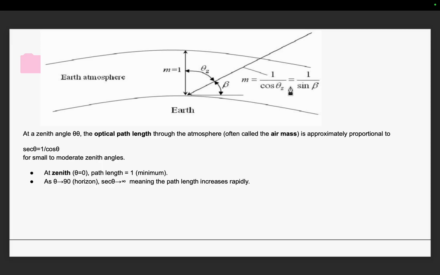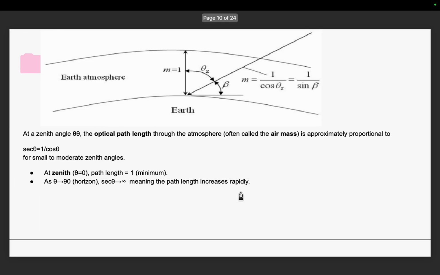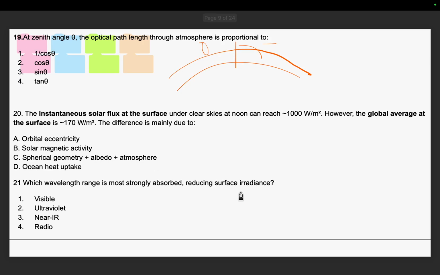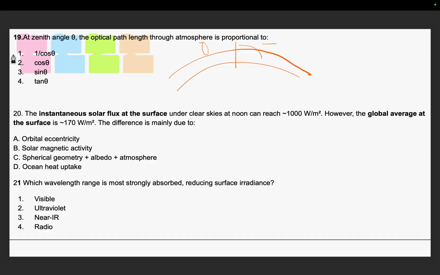Now you can say that at zenith, theta equals 0, your optical path length is unity, and when theta equals 90 degrees, your optical path length will be infinity. So question 19, option A is correct.